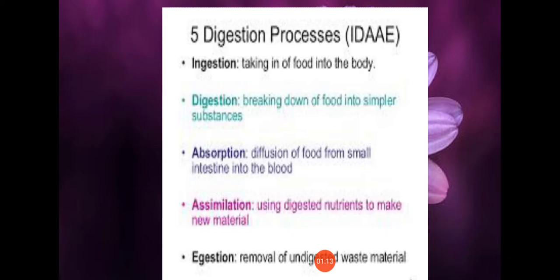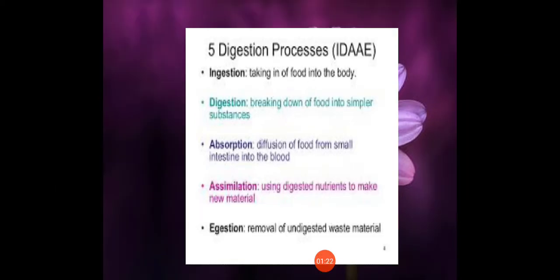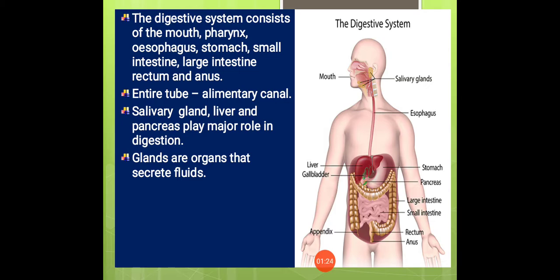Using digested nutrients to make new materials is known as assimilation. And removal of undigested waste material is known as egestion. We will discuss these processes in detail. Before entering into the topic, I would like to introduce the main parts involved in the digestive system. They are mouth, pharynx, esophagus, stomach, small intestine, large intestine, rectum and anus.